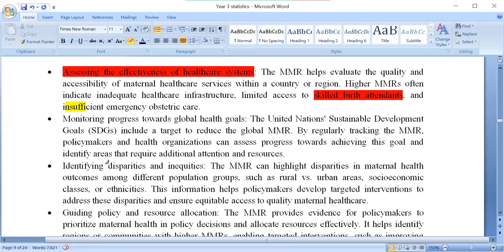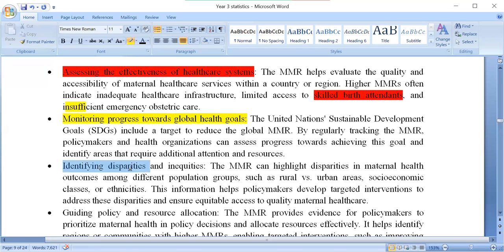Okay. Then next is monitoring progress towards global health goals. From there, we can also monitor if we're actually following up. The United Nations Sustainable Development Goals include a target to reduce the global MMR. So if your own is not reducing, you will know from your MMR calculation that you are not actually meeting up with the targets of the United Nations.